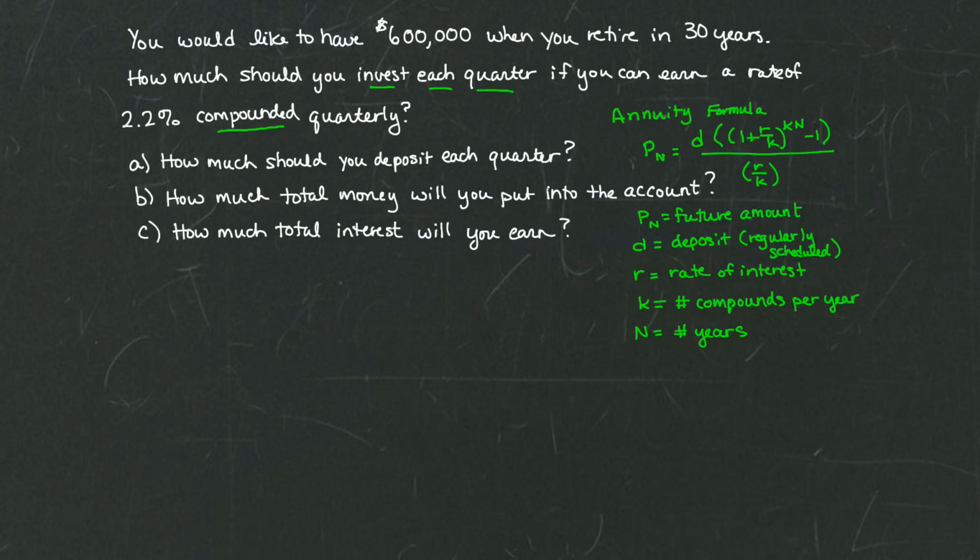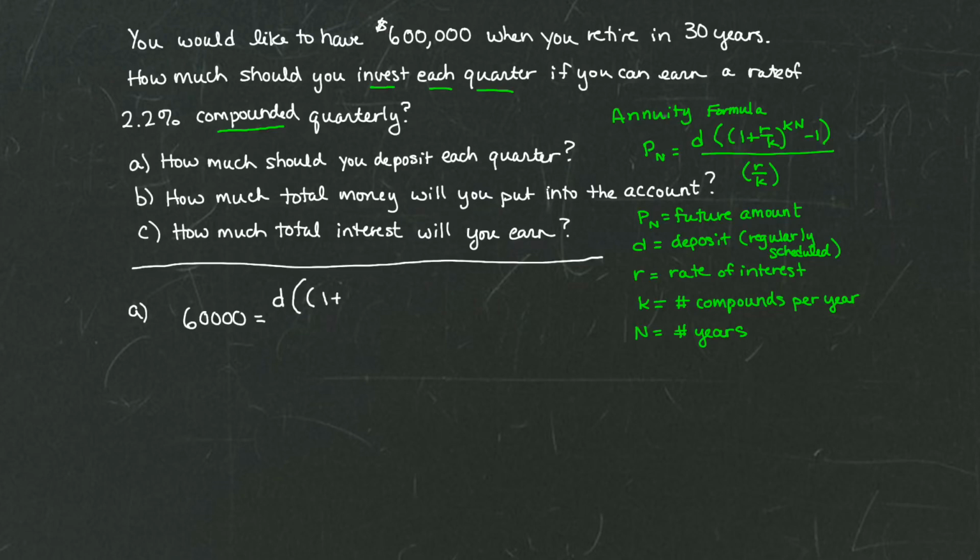All right, so let's go back and solve A. Question A, how much should you deposit each quarter? All right, well, what are we given and what do we know? Let's see. So we know what our future amount is supposed to be. Our future amount is supposed to be $600,000. So we're going to write down $600,000 as our future amount. That's equal to D. Well, that's what we don't know, correct? We don't know how much we're depositing each quarter. But we do know the rest of the items in the formula.